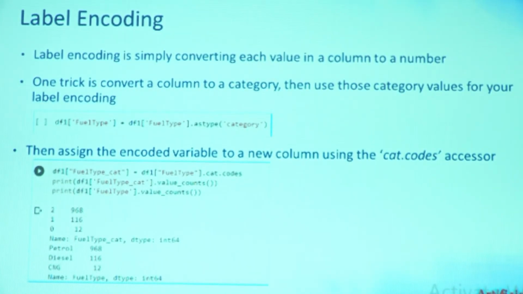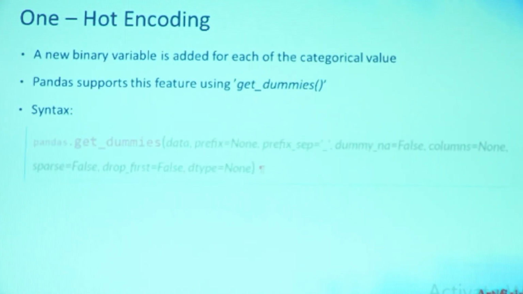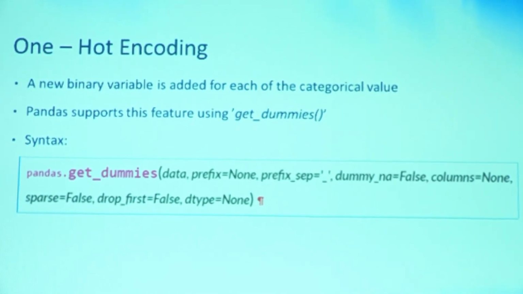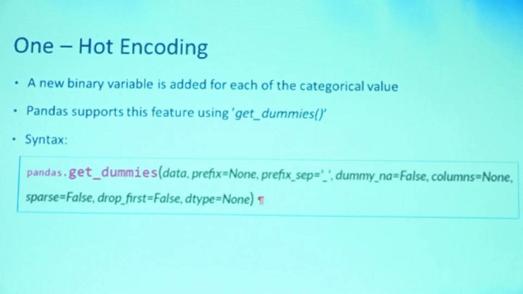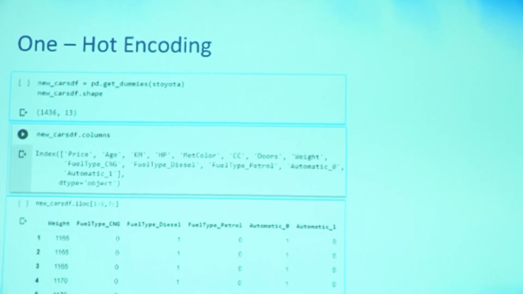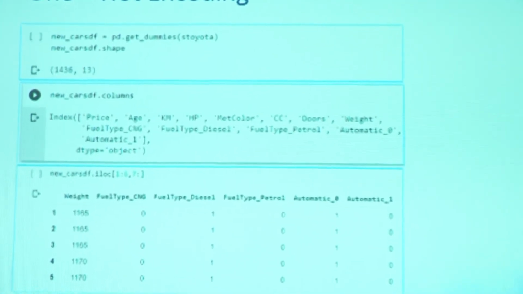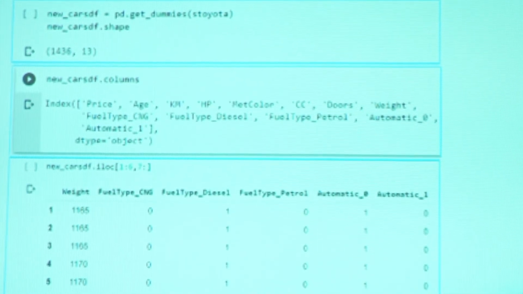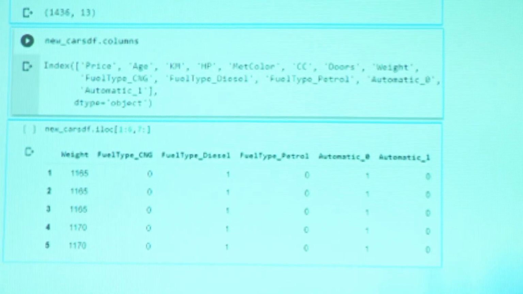What is the other type of encoding? One-hot encoding. For one-hot encoding, you will have to use a method called getDummies. This is a different concept. All of you please have a look. Pandas supports the feature of one-hot encoding using getDummies. How are we going to use the get dummies method? Just have a look. It's a very small thing. Are you able to view it? Okay, we will share this with you.